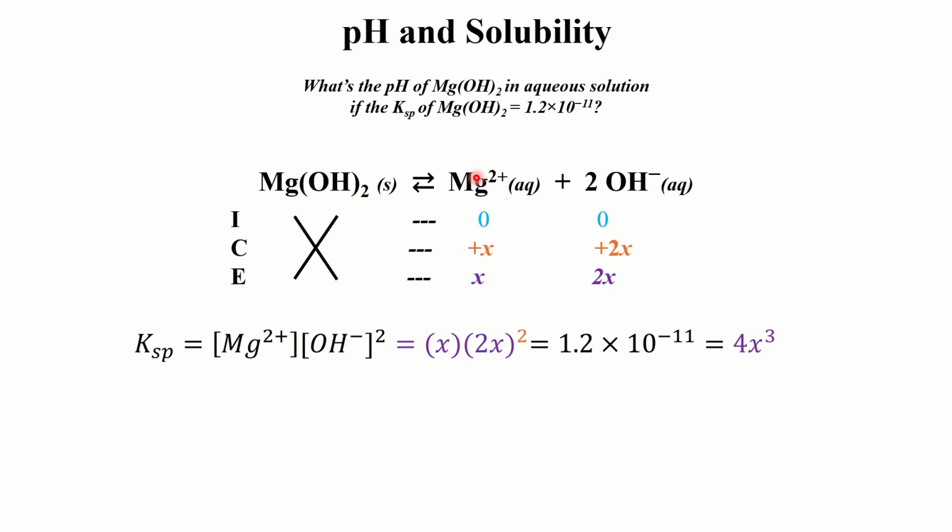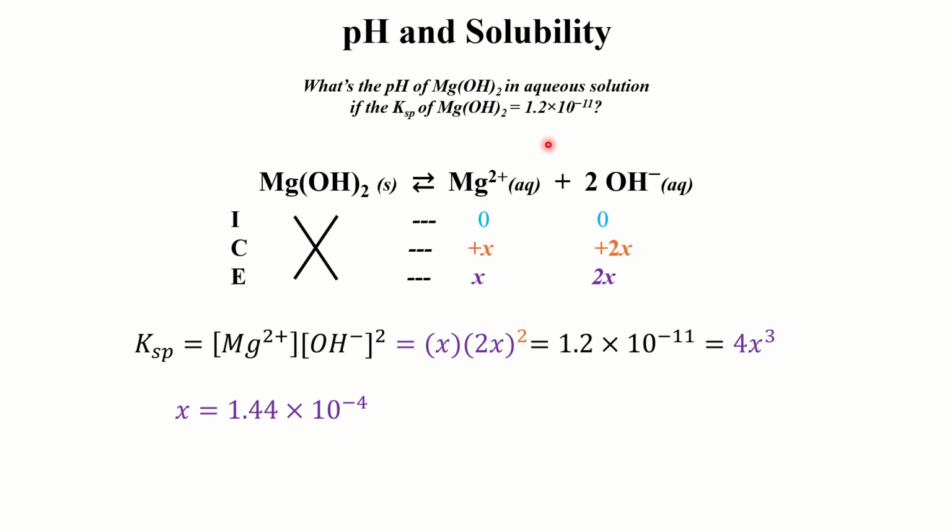Ksp is equal to the concentration of Mg2+ times the concentration of OH- squared. This is equal to x times (2x) squared. Note that again the 2x goes inside the parentheses. So we can say that our Ksp value, 1.2 times 10 to the negative 11th, is equal to 4x cubed. This gives an x value of 1.44 times 10 to the negative 4th.